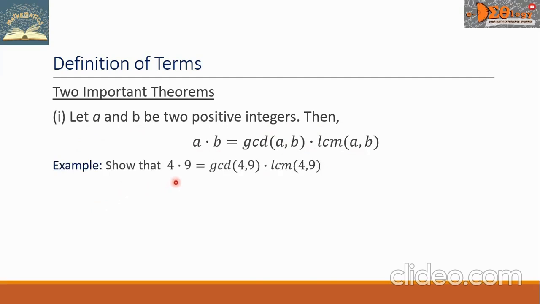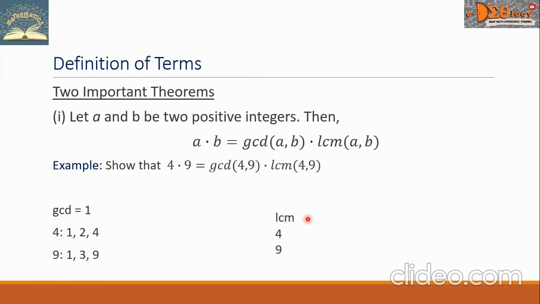Example, show that 4 times 9 is equal to GCD of 4 and 9 multiplied by the LCM of 4 and 9. First, let us find the GCD of the two numbers 4 and 9. Let us list the divisors of each number, starting with 4. The divisors for 4 are 1, 2, and 4. The divisors for 9 are 1, 3, and 9. We can see here that the greatest common divisor is 1. So we write here equals 1.